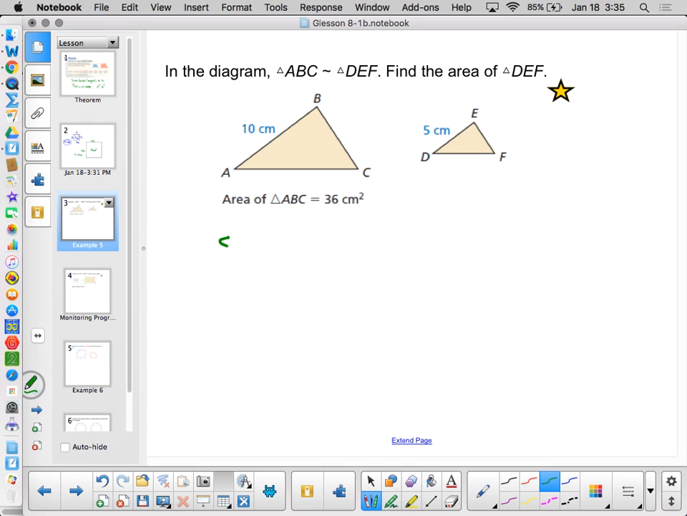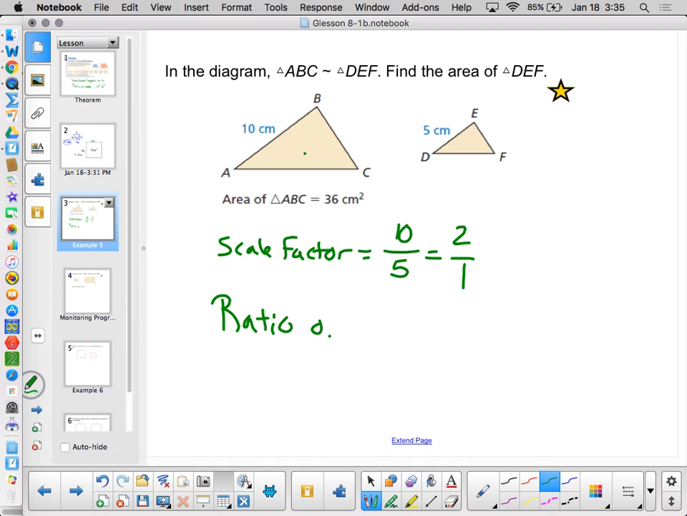The scale factor, and I'm just going to move left to right like we normally do as we read. The scale factor is clearly 10 over 5, which reduces to 2 over 1. We always want to reduce that. So what is my ratio of areas going to be?